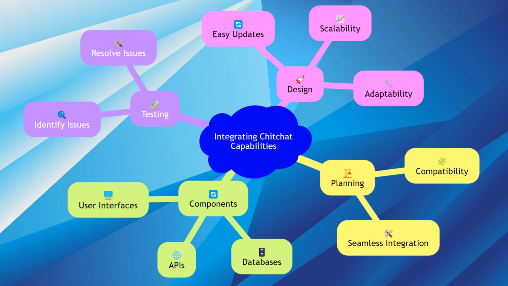Integrating chit-chat capabilities with existing knowledge bases and conversational systems requires careful planning and execution. This involves ensuring compatibility with the current architecture and seamless integration with other components such as databases, APIs, and user interfaces. It's important to test the integration thoroughly to identify and resolve any issues that may arise. Additionally, the integration process should be designed to allow for easy updates and scalability, ensuring the system can adapt to changing requirements and growing user demands.